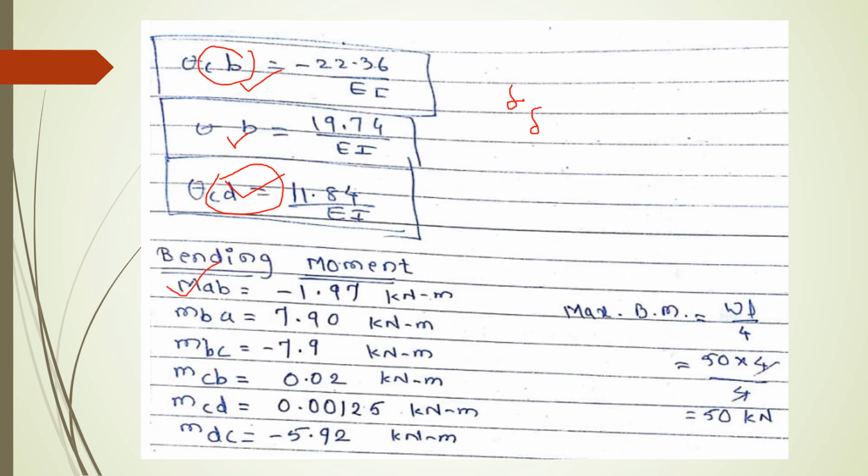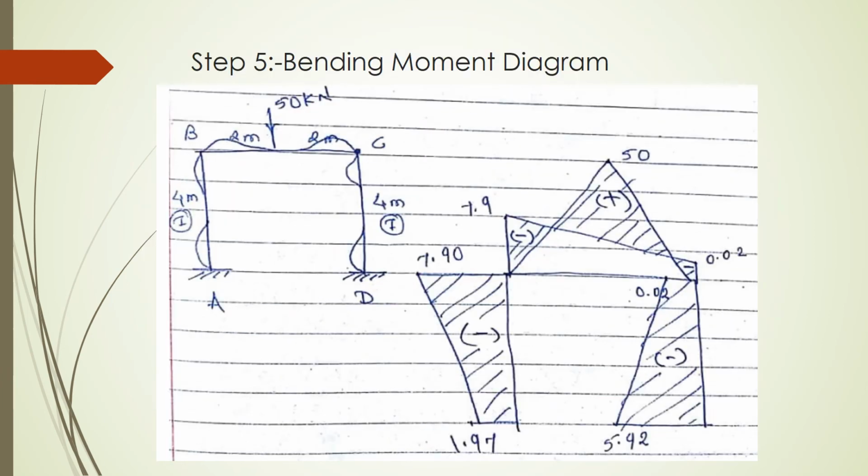So from joint A till joint D, we will have all the end moments with us, and the loading is only on the span BC, so the maximum bending moment for that span is WL by 4. So the next step is to draw the bending moment diagram. So this is how we are supposed to plot the bending moment diagram.